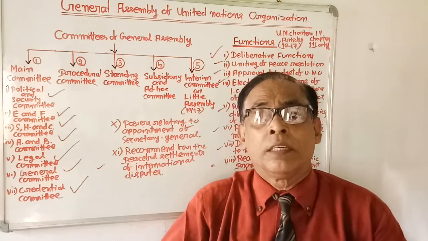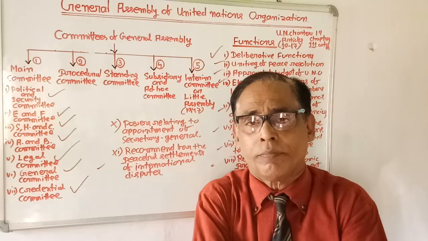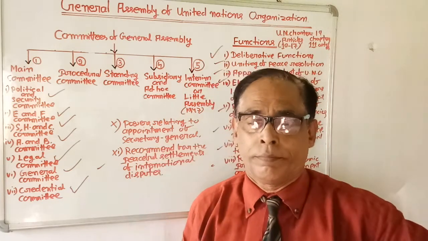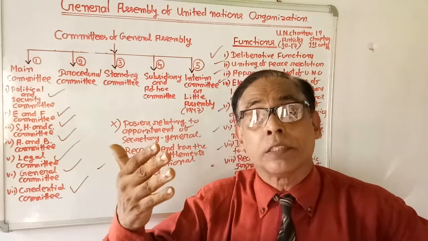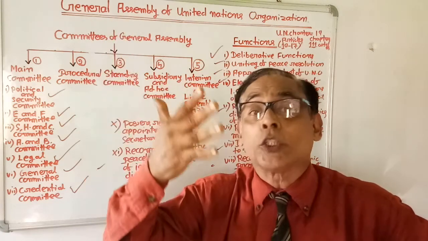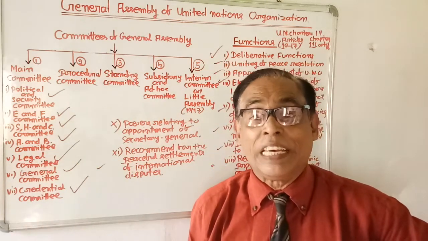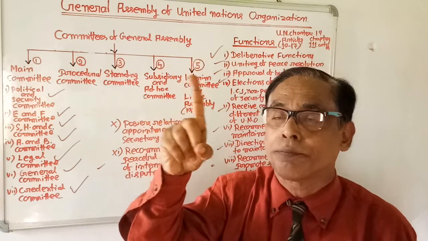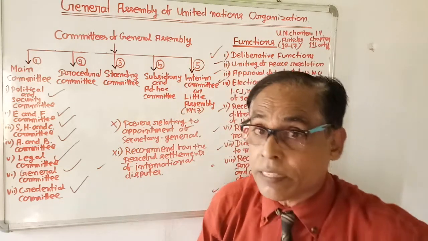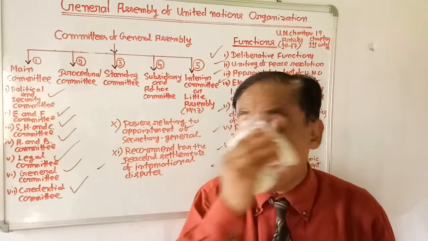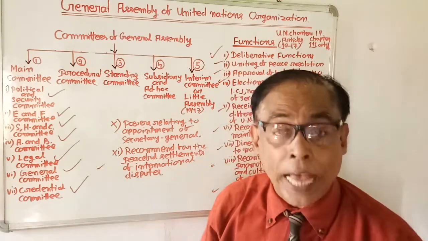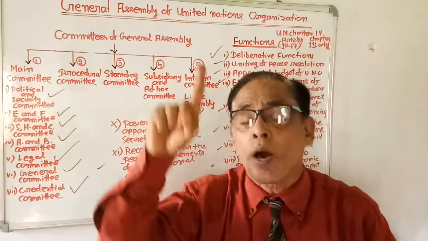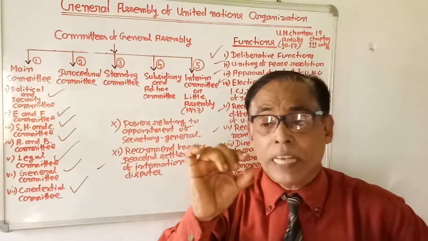So, now we will discuss its composition, how it is composed. The General Assembly has 193 members. Those nations who are members of UNO are also members of the General Assembly. Every nation can send 5 representatives to the General Assembly, but they will cast only one vote. India has 5 representatives, Pakistan has 5 representatives, Britain has 5 representatives, but each will cast only one vote. India has 1, Britain has 1, Pakistan has 1, Bangladesh has 1. So, the General Assembly has 193 members.